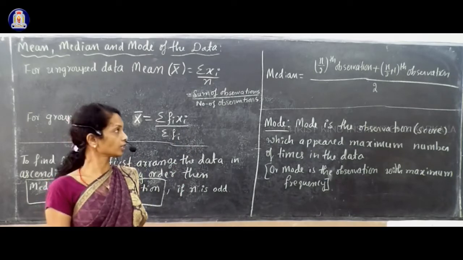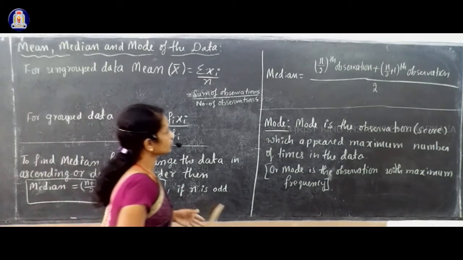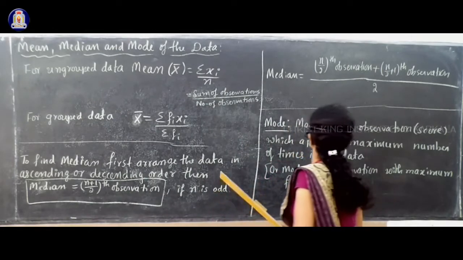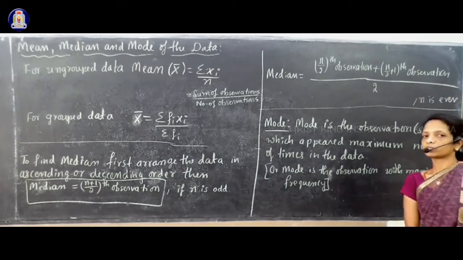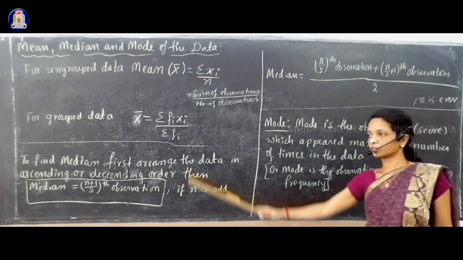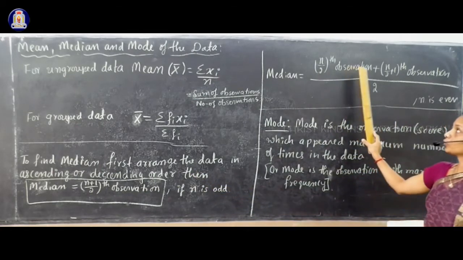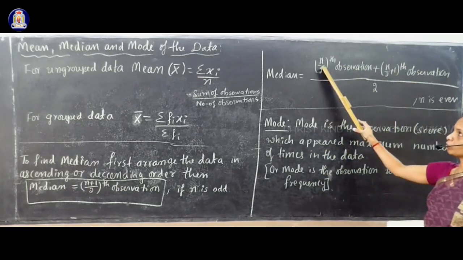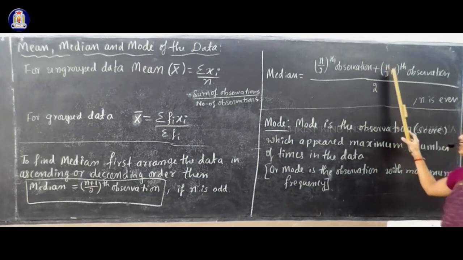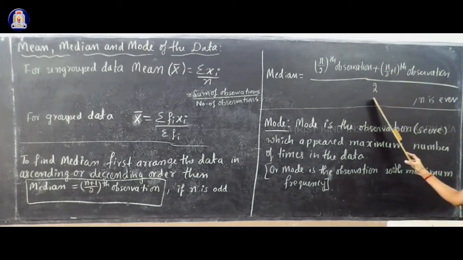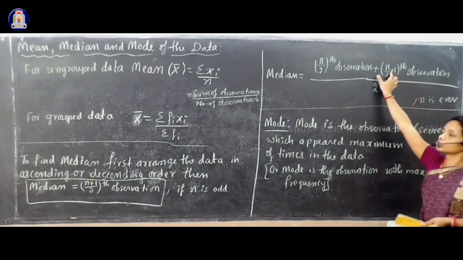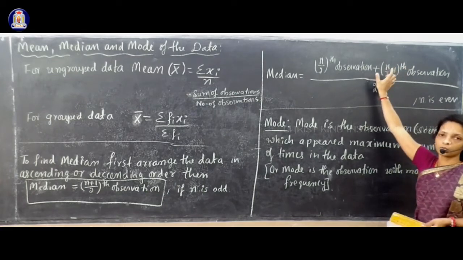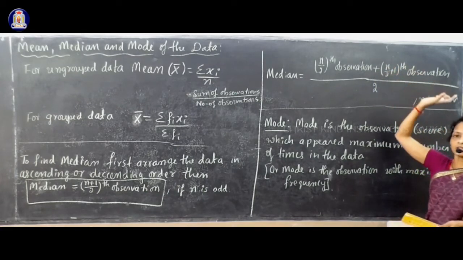Suppose you are given an odd number of data, and suppose you are given an even number of data, then this formula is used when n is even. After arranging the data in increasing or decreasing order, you have to use this formula to find the median. How to find? The n by 2th observation plus the n by 2 plus 1th observation, divided by 2. In words, that is the sum of the two middlemost scores divided by 2.